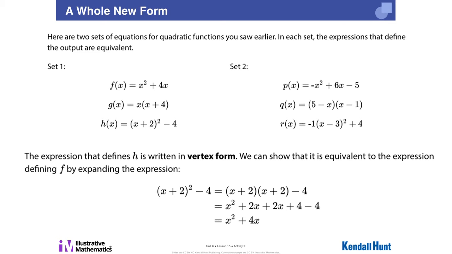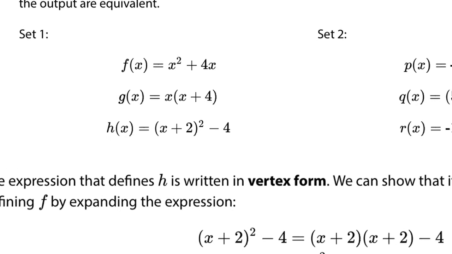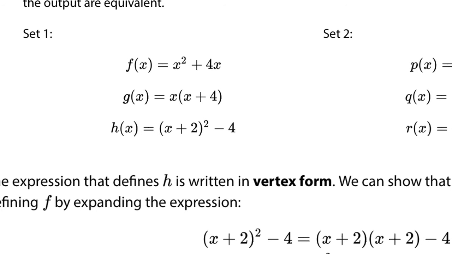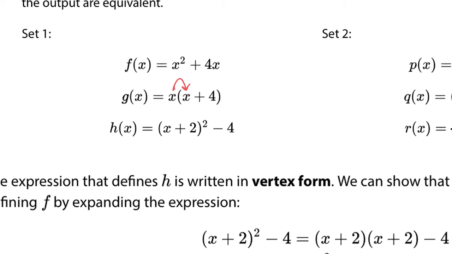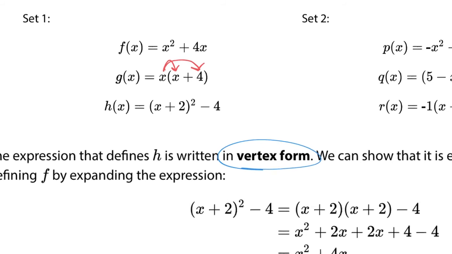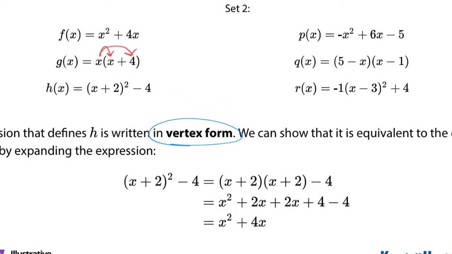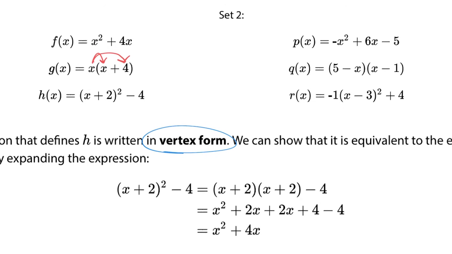For example, function f and function g are easier to see that they are the same because function g, if you use a distributive property, you would easily see that you get back to f. Now function h is the same thing as f. This is in what's called vertex form, and we see that term right there in your book. And down here in your book, we're showing why h is equivalent to f.